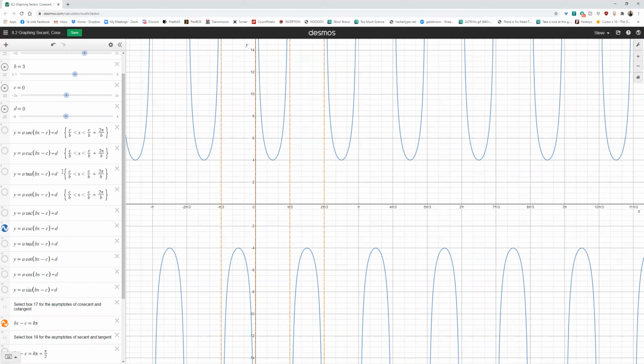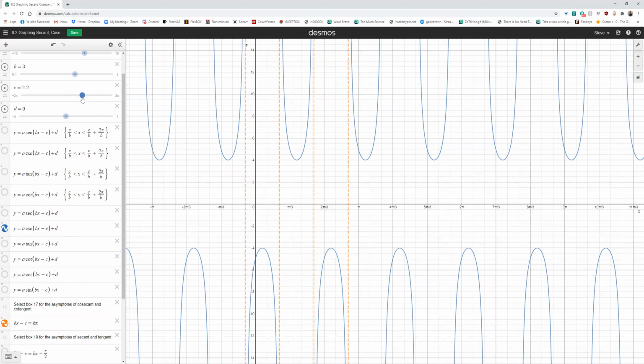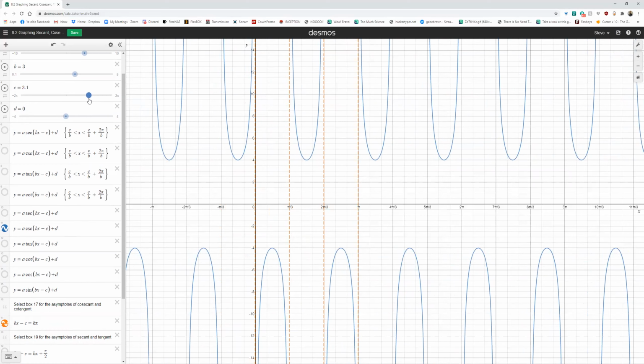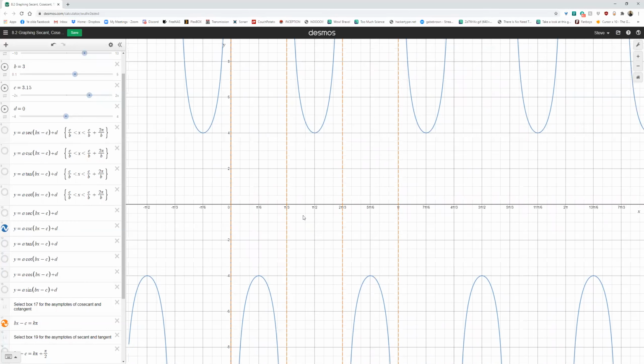And then adjust this last c value over to pi. Let's see how close we can get. 3.15 would be close enough. And of course, I could go in and just type in a value of pi, but I think this slider is going to get us close enough. And so here we have a graph for that cosecant function. And zoom in a little bit as well.